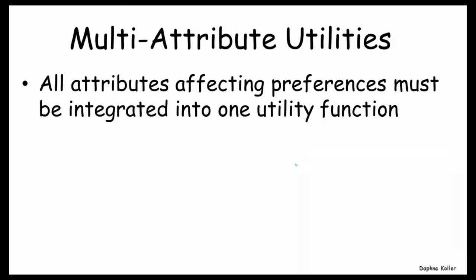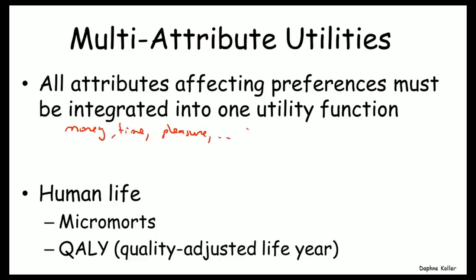And so it's important when we think about a decision-making situation to list for ourselves all of the different things that could affect our decision: money, time, pleasure, and many, many other attributes, and think about how we could bring them together into a single utility function.